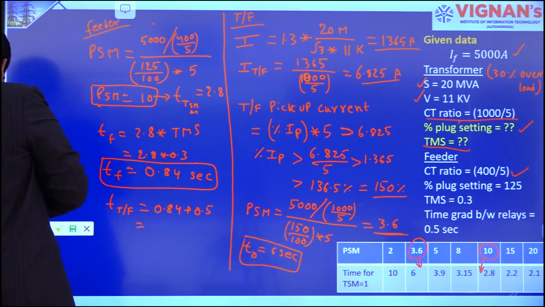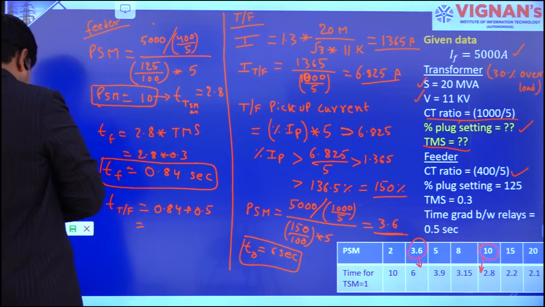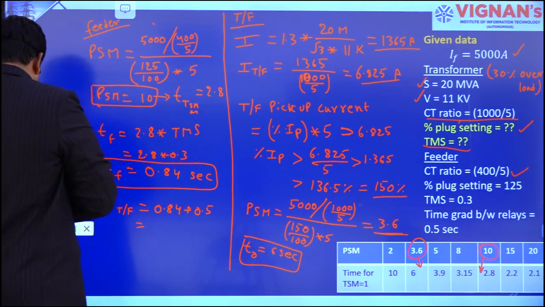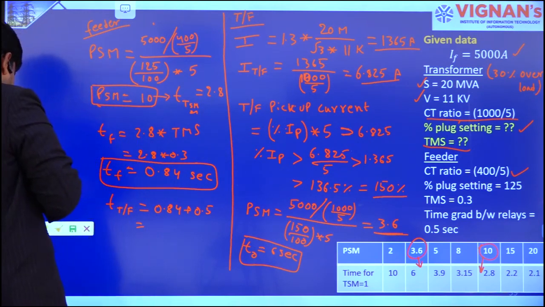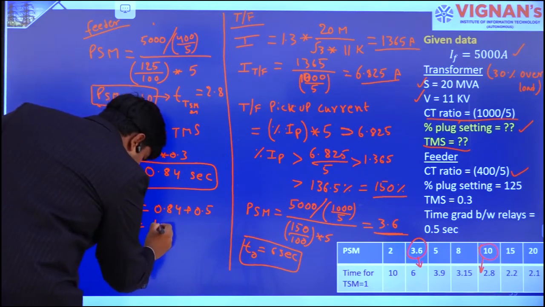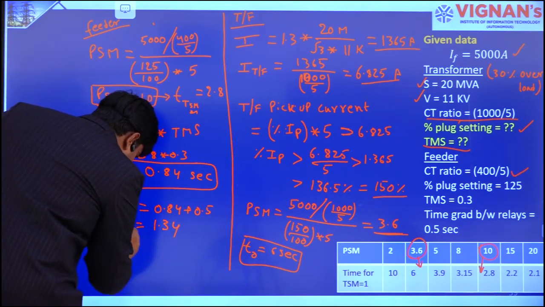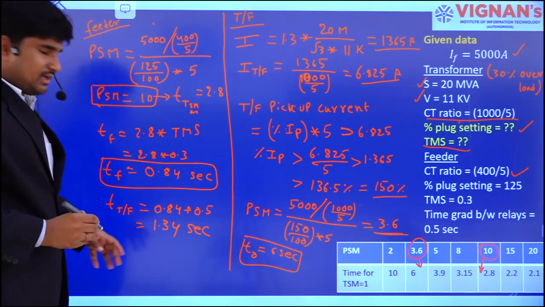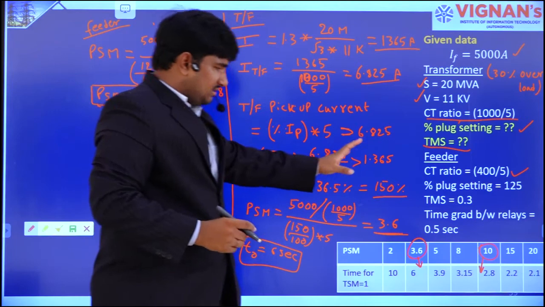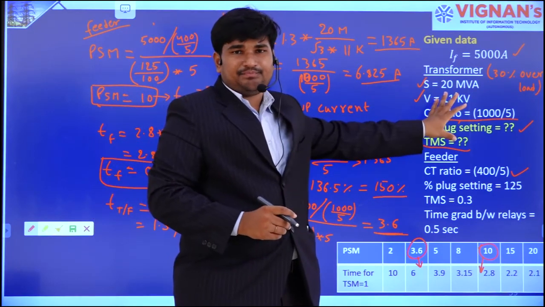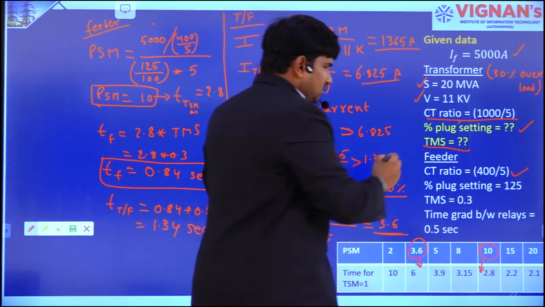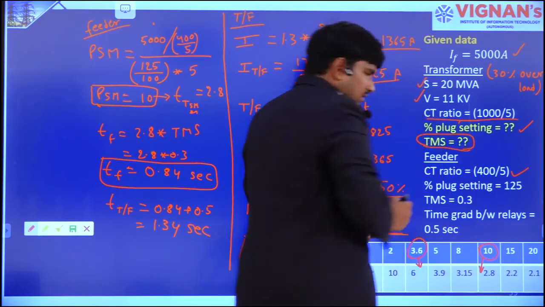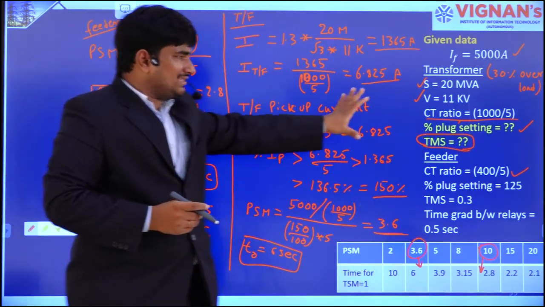Similarly, it is like the previous one. How much is it? 0.84 plus 0.5, which is 1.34. This is the actual operating time of this transformer side relay. Now I have to find out the time multiplier setting value of this relay.